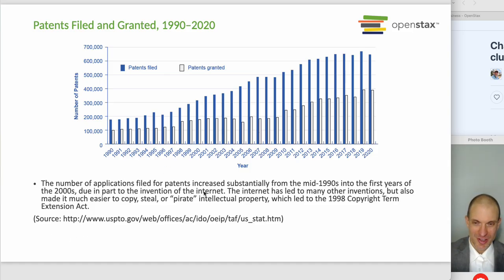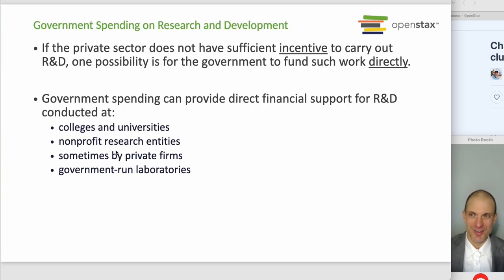The number of applications increased substantially from the mid-1990s into the first years of the 2000s, partly due to the invention of the internet. This has led to many other inventions, but also made it easier to copy, steal, or pirate intellectual property, which led to the 1998 Copyright Term Extension Act. Well, right. The other thing is the internet facilitated access to information, which allowed people to make more rapid progress and then have more inventions.